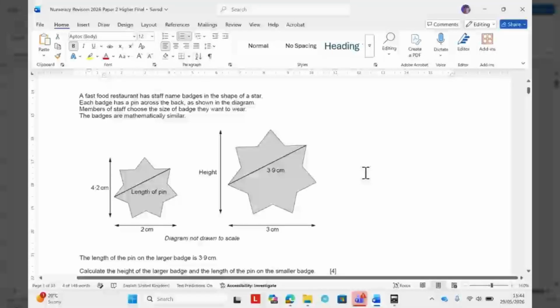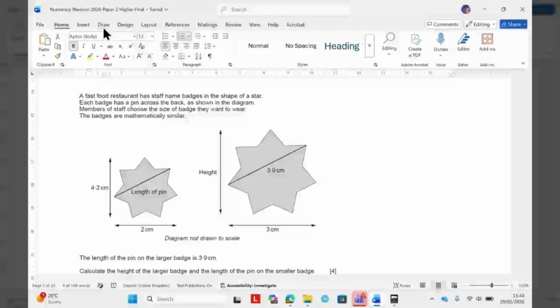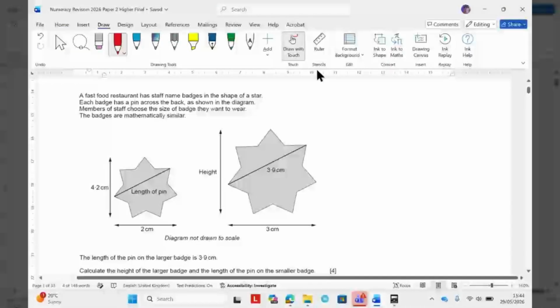By all means, pause and have a little look. So this question says, calculate the height of the larger badge, but it does say somewhere these badges are similar. That's what we're looking for. Okay, so let me get my pen.